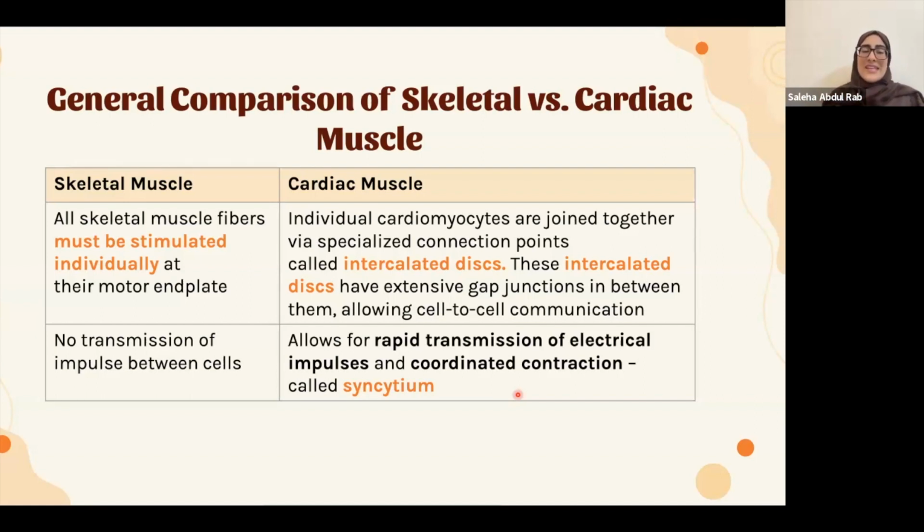This is called syncytium or syncytium, I think. I don't know. I finished step 1. I still don't know how to pronounce this word. Syncytium, I think. Anyway, this is known as syncytium, which is the coordinated contraction of the cardiac muscle. This is possible because of the extensive gap junctions, which allow rapid transmission of electrical impulse.